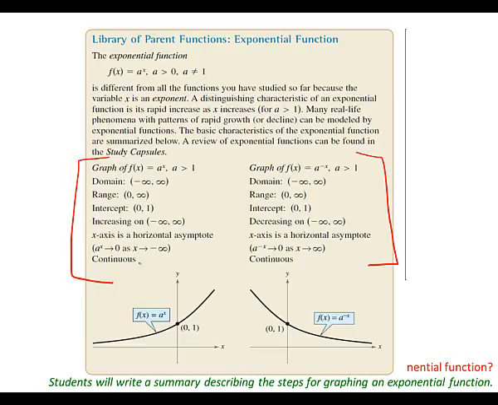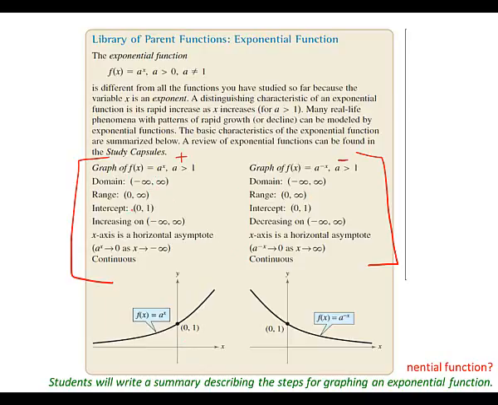Okay, so just like all of our other parent graphs, these are the parent graphs for exponential. You'll notice one of them is always increasing and one is always decreasing, and it just depends on the exponent. If you have a positive exponent, it's going to be the increasing graph. If you have a negative exponent, it's going to be the decreasing graph. Really, it's just a horizontal reflection, kind of.